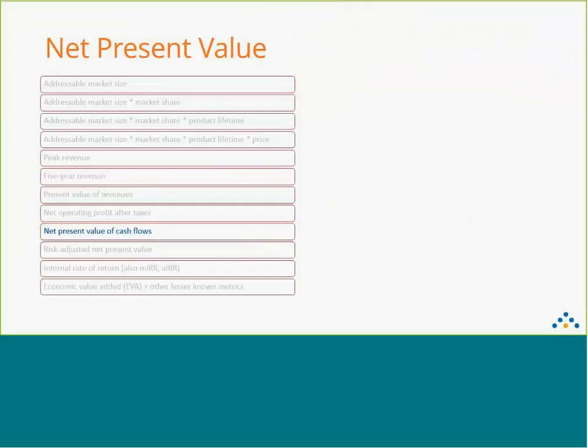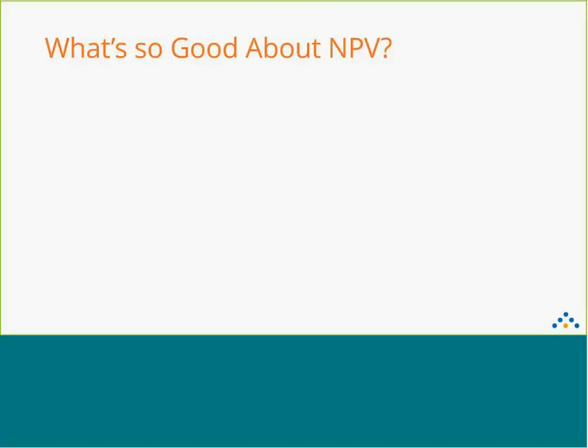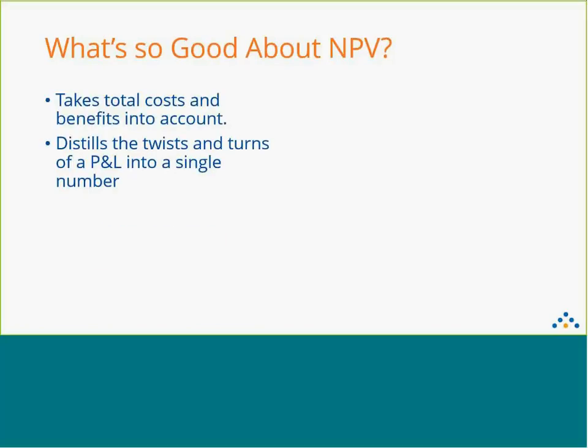Now let's move ahead to net present value. So net present value is much maligned and often used. What's so good about it? Well, first, it does take total costs and benefits into account. It also distills the P&L and its many line items into a single number. And it gives a sense of, across the portfolio, the overall winners and losers.